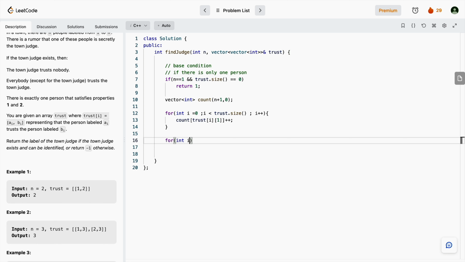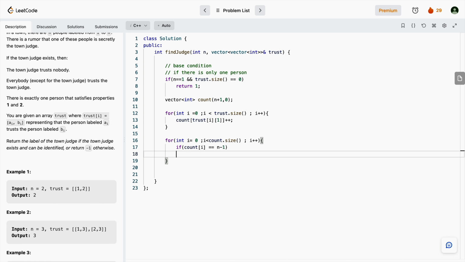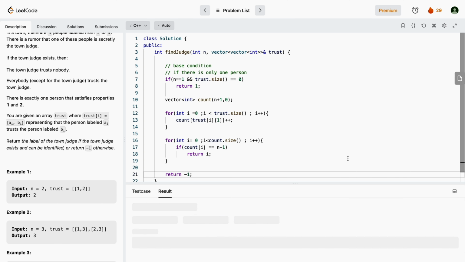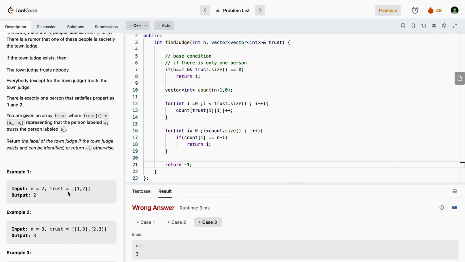So I will traverse my count vector now and see if any index equals n minus 1. If count of i is equal to n minus 1, that means he's the town judge, so I will directly return that index. Otherwise, there is none. See, there is a flaw in this solution. Right now we have not written our complete code. I'll just run it and show it to this case.